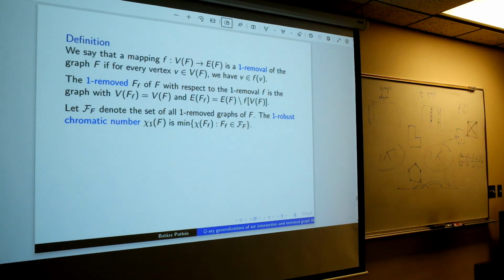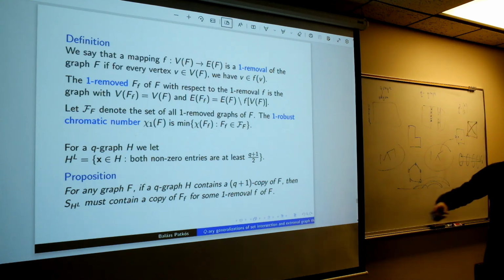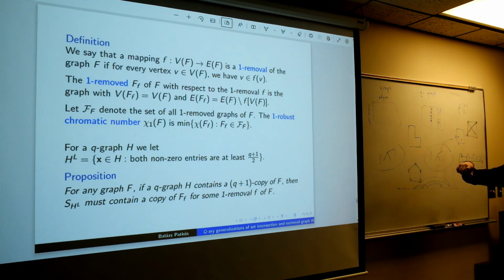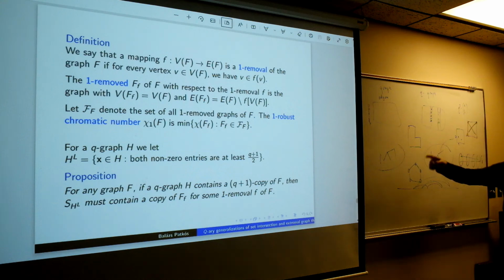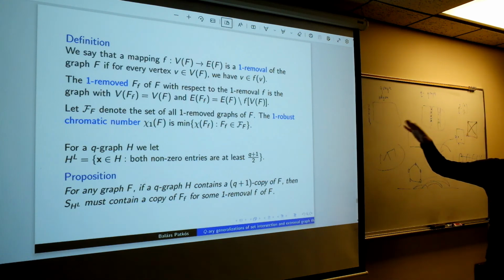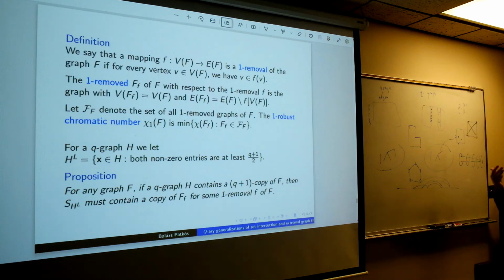And with the very same proof as before, if a Q graph H contains an F, an ordinary graph F, then the support of the large Q edges, so those where both entries are at least Q plus 1/2, should contain at least one of the possible one removals. Yeah, because if not, the proof is just really the same.